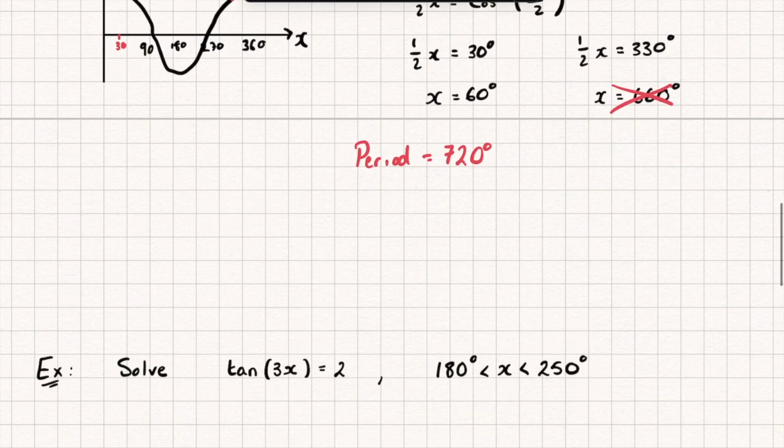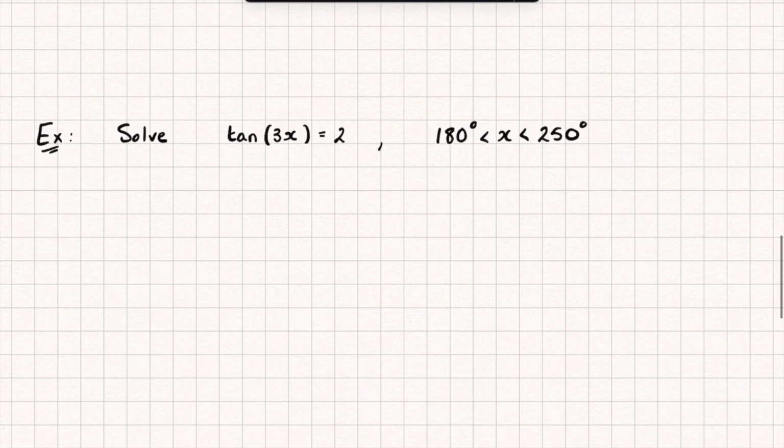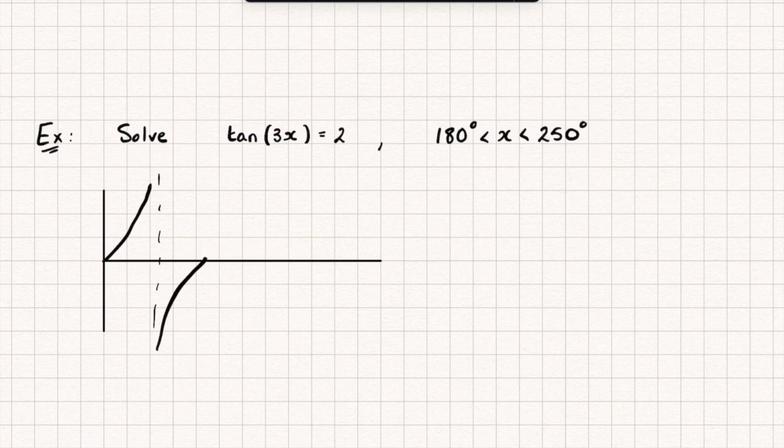Let's now look at the final example we're going to look at, which is to solve tan of 3x equals 2 between 180 degrees and 250 degrees. So the first thing I'm going to do is sketch out the graph, and I'm going to do that just for its initial period from 0 up to 180. You don't really need to worry about too much more for tan, just that first initial period will pretty much always do most of the time.